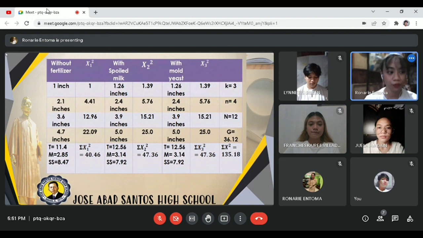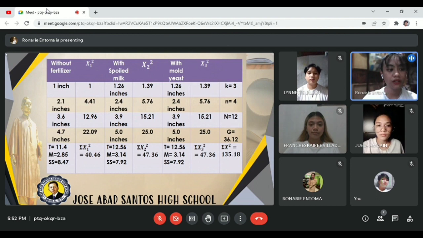This is step 2, data of sweet basil plants using non-fertilizer, spoiled milk, and mold yeast. We have here the total number, which is 11.4, the mean, which is 2.85, and the summation of the squares, which is 8.47, in the column of without fertilizer. And for the spoiled milk it is 12.56, its mean is 3.14 and 7.92, as well as the mold yeast.